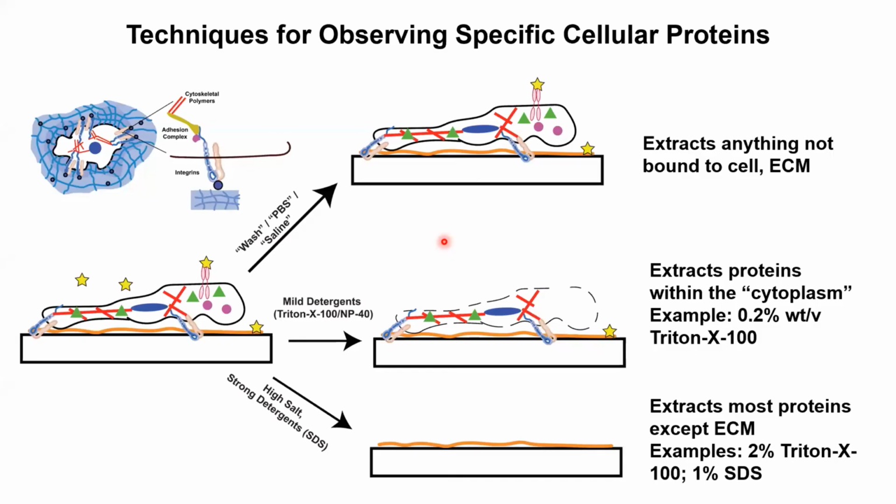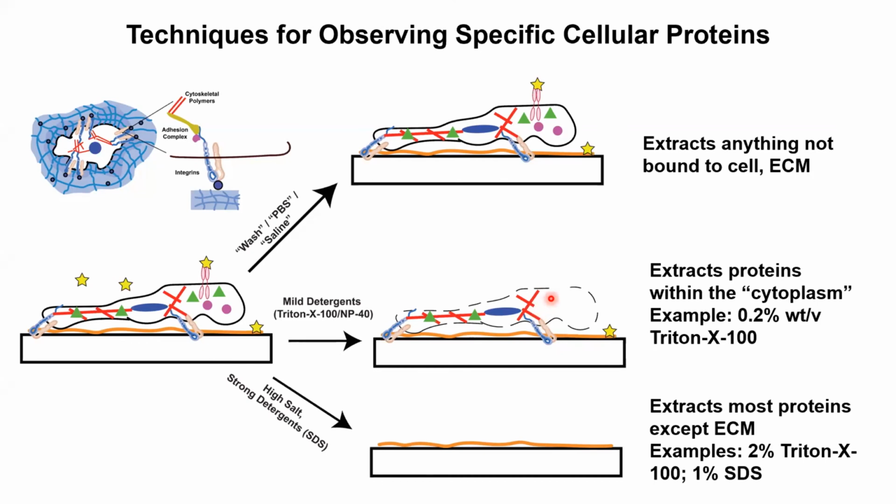This mild detergent is going to permeabilize the cell membrane and get rid of things that aren't interacting with the cytoskeleton. However, the cytoskeleton will be left intact. So this allows us to differentially extract things interacting with adhesions and things interacting with the cytoskeleton. Now we can take this one step further.